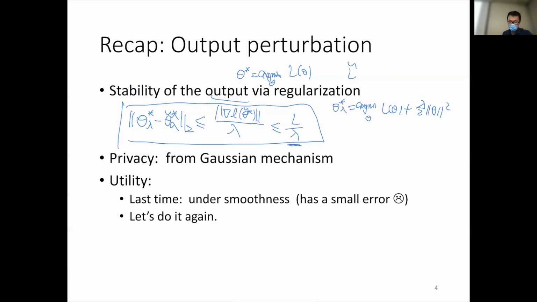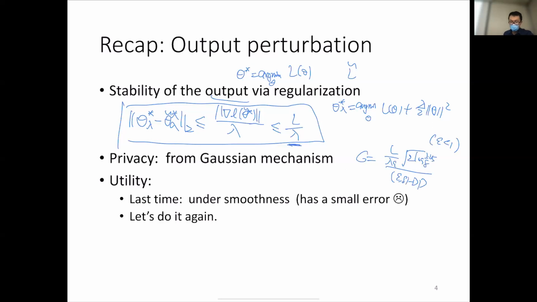And using this calculation, we can just apply the standard Gaussian mechanism by adding noise to every coordinate of this theta star with a sigma proportional to L over lambda epsilon times the square root of 2 log 1.25 over delta, assuming epsilon is smaller than 1, and this gives us epsilon delta DP.